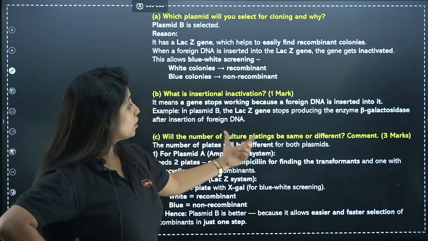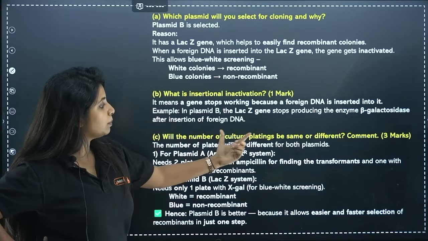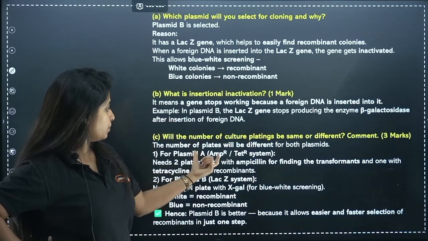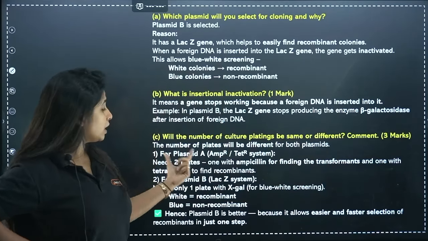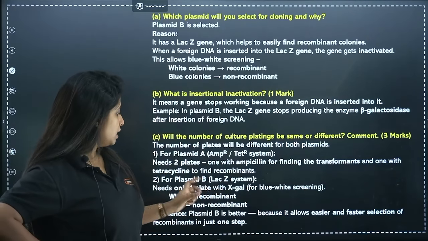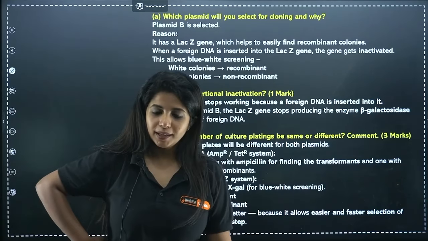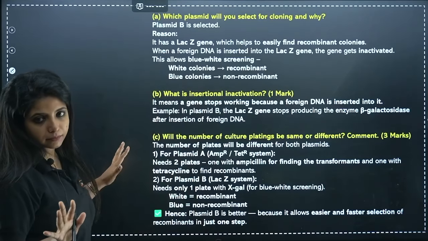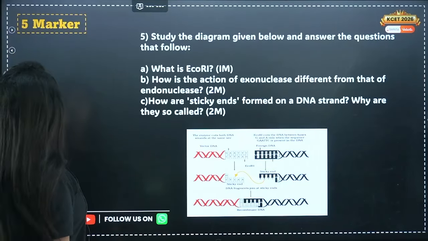Now, will the number of culture plating be the same or different? Obviously, the number of plates will be different for both. Plasmid A needs 2 plates, one with ampicillin for finding the transformants and one with tetracycline for finding the recombinants. Plasmid B needs only 1 plate: white colonies are recombinants, blue ones are non-recombinants. Okay, that's all. This question is a bit complicated, but you should know how to tackle this as well.